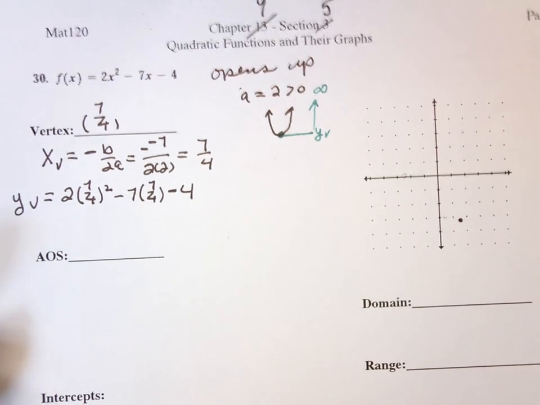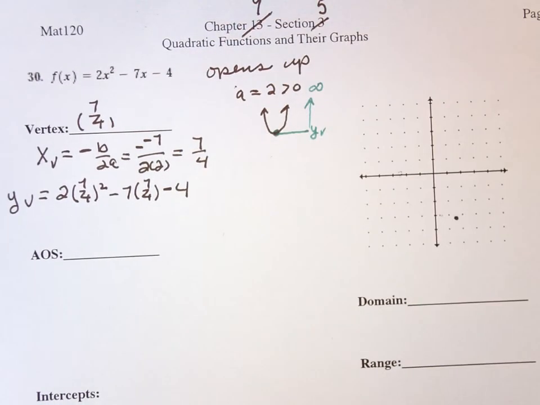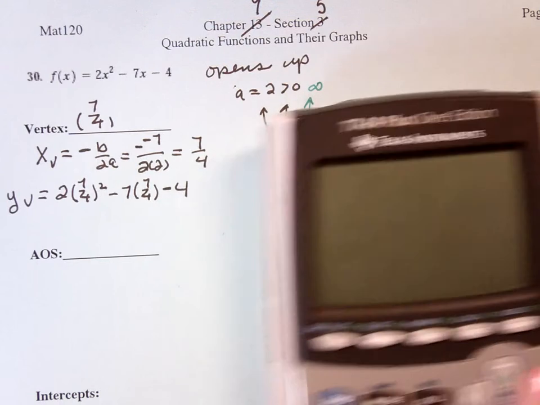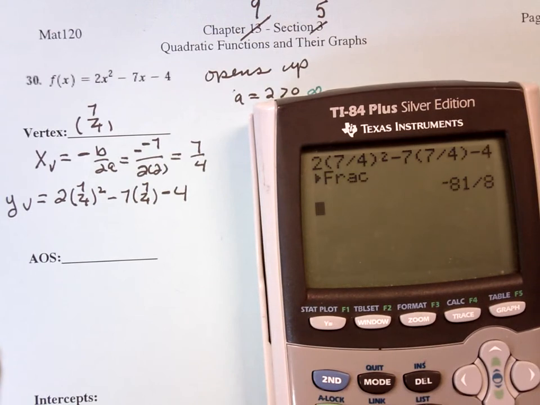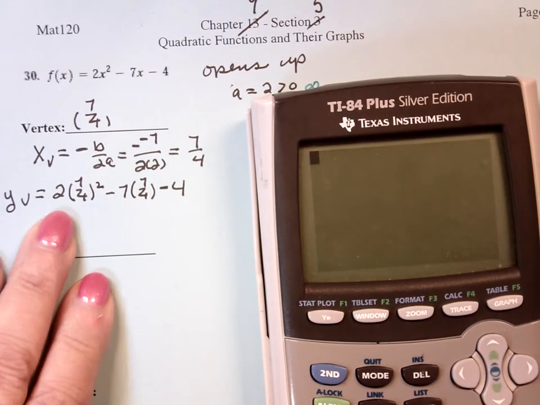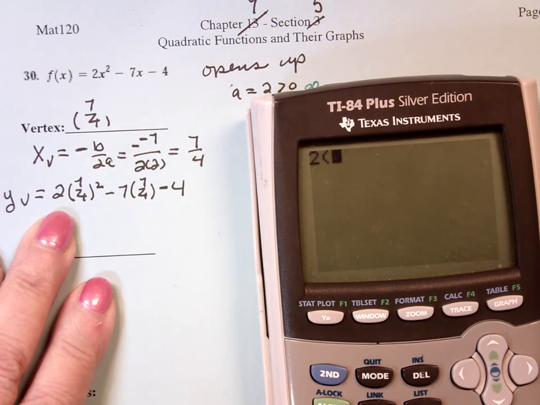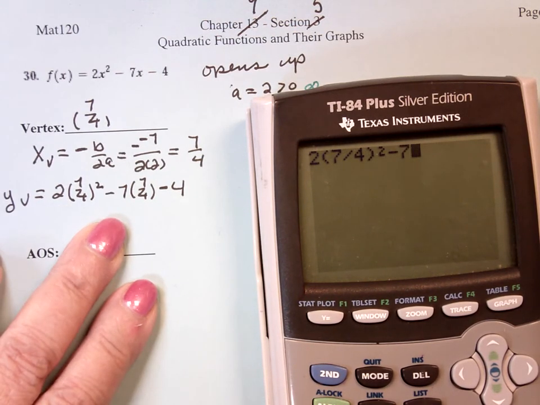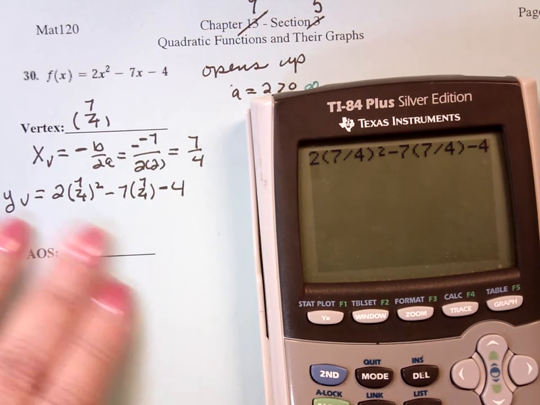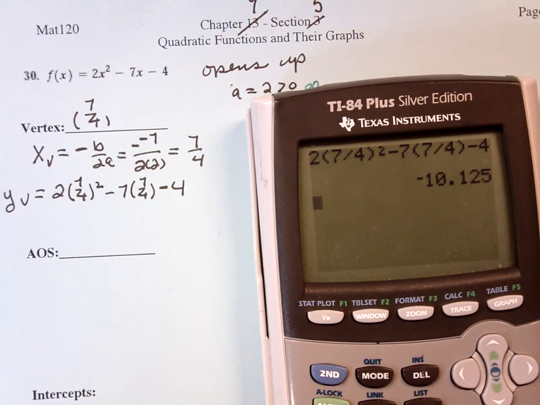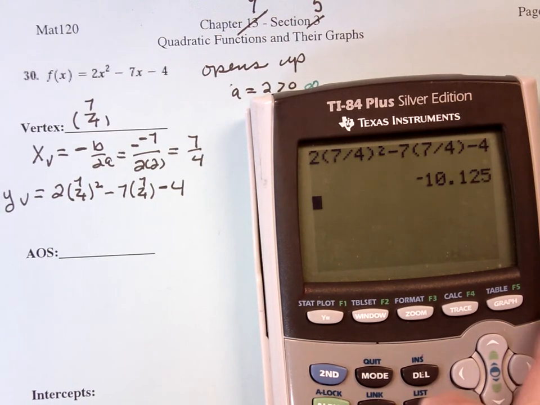Now, we could go in and do it by hand if we wanted to, but our handy-dandy little calculators are very good at it, much better than we are. But you should be able to do it by hand if you had to. So I just put it in as I see it. 2 times 7 divide 4 squared minus 7 times 7 divide 4 minus 4, and I get negative 10.125. No sweat.